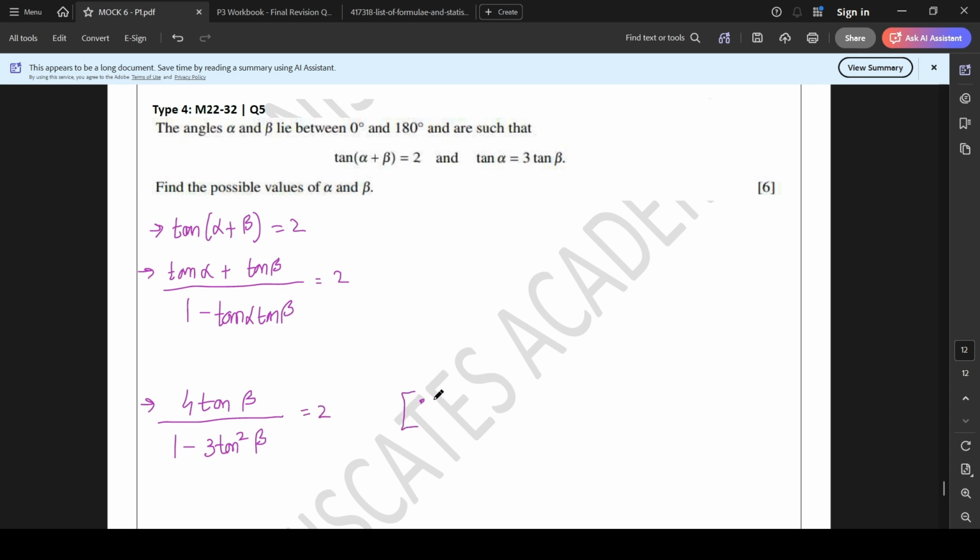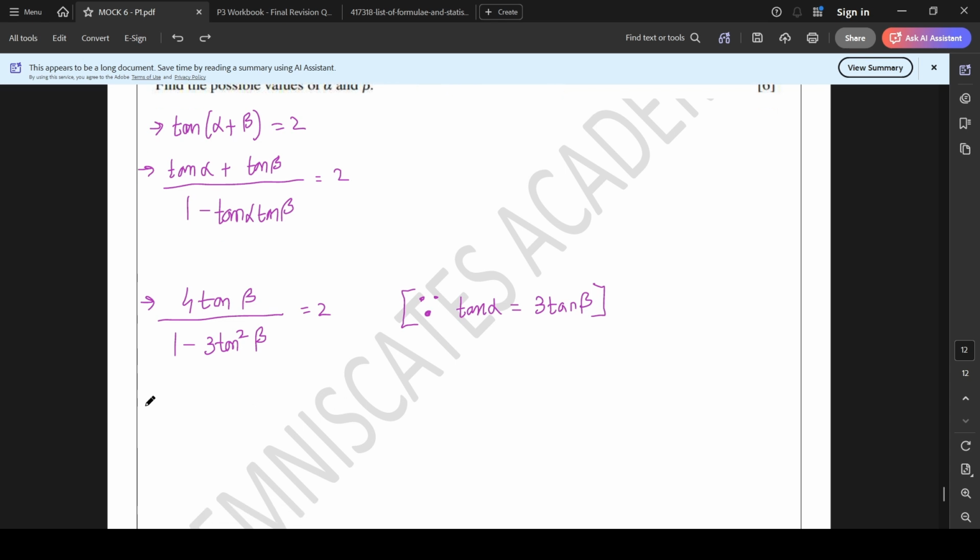And I'm just going to write a reason, this is the symbol for because. I know that tan alpha is equal to 3 tan beta. I am writing this condition or the reason so that the examiner knows where I have got this equation from the previous one. But now we can go ahead and try to solve the quadratic in terms of tan beta to find the value of beta.